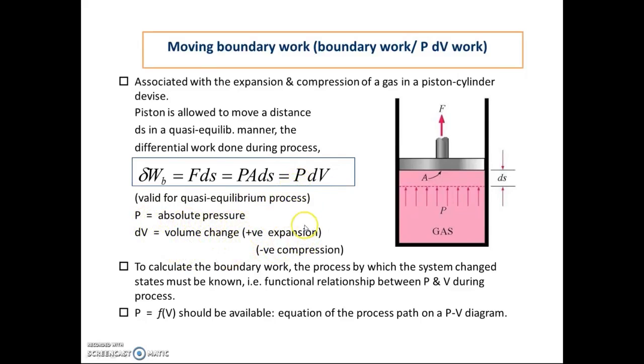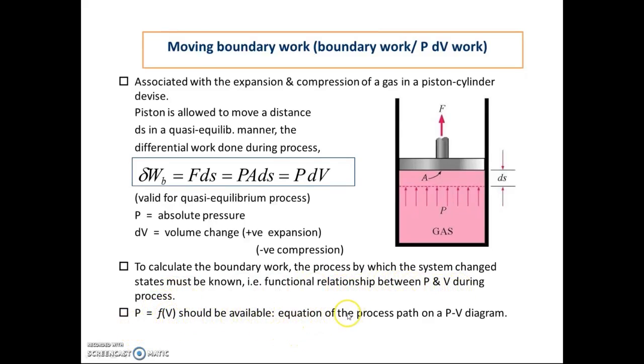This is positive for expansion, when the gas expands. But if it's compression, when the lid goes down, it is a negative value. To calculate the boundary work, the process by which the system changes states must be known: the functional relationship between pressure and volume during the process. So P as a function of volume should be available.